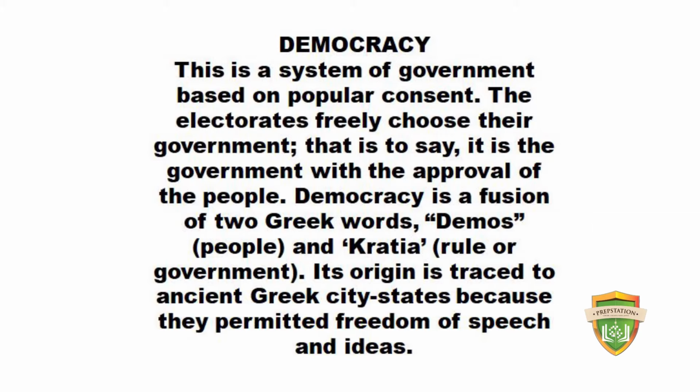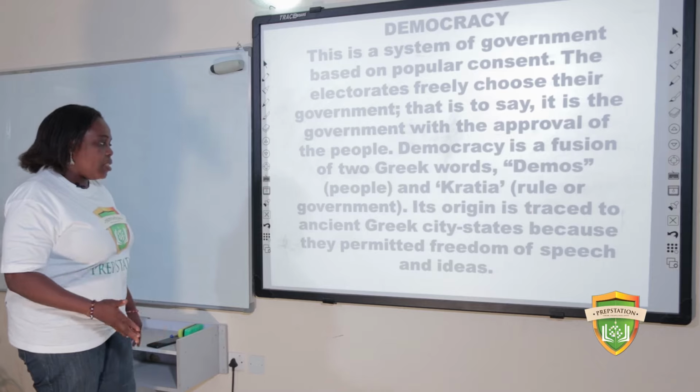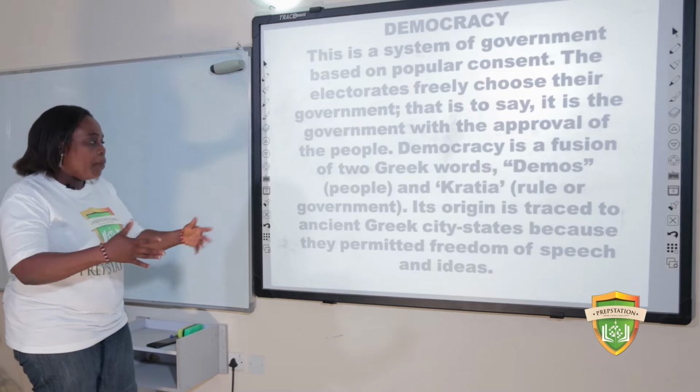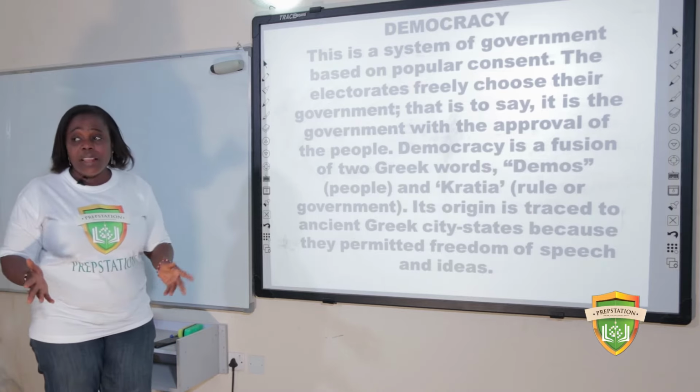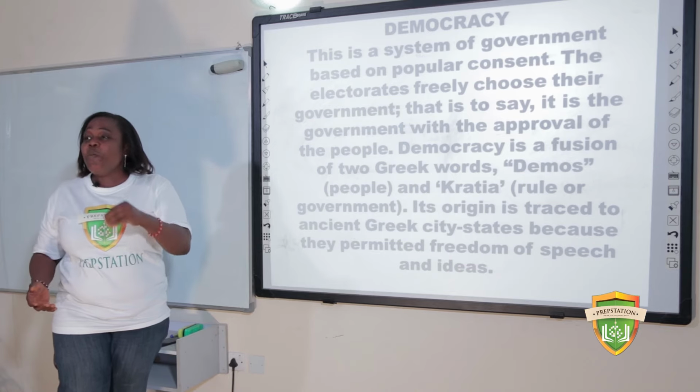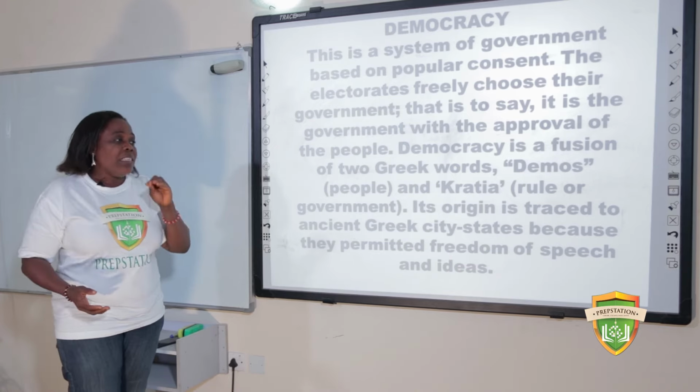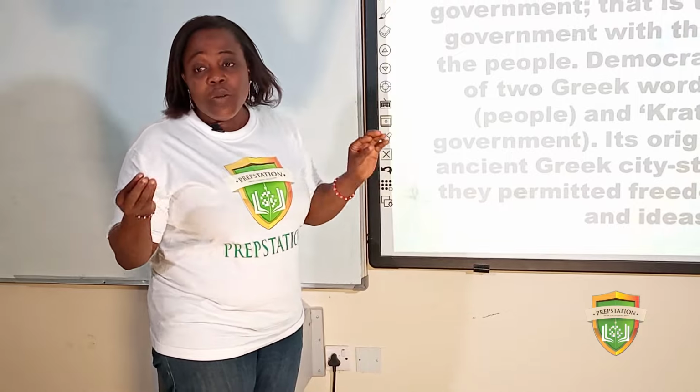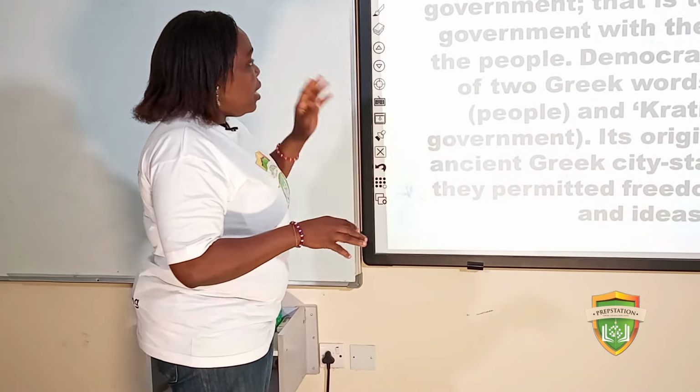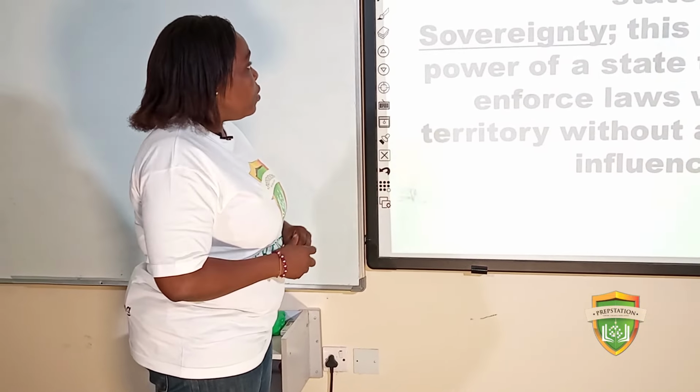Democracy is a fusion of two Greek words. Demos, remember, demos means people. And kratia, rule or government. We trace its origin to ancient Greek states, because they permitted freedom of speech and all that. At that time, it was eligible male citizens that were allowed to participate. So take note of this.